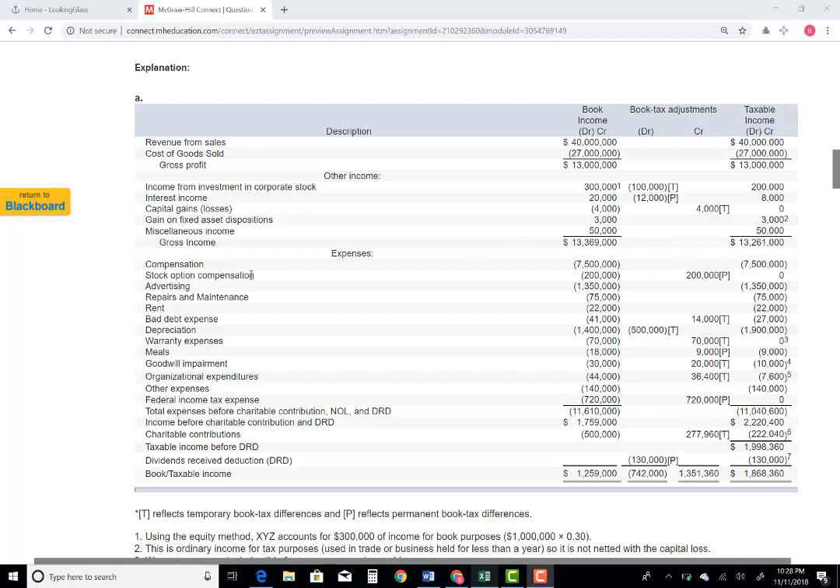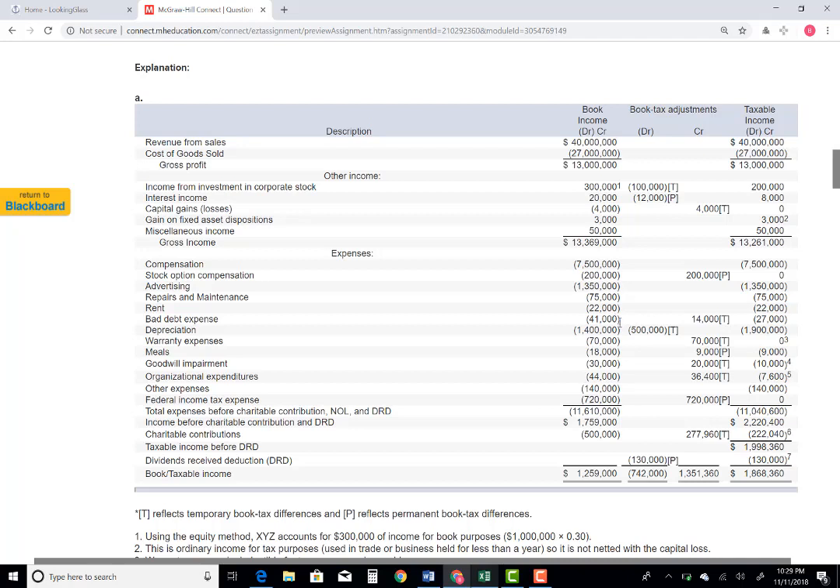Notice stock option compensation, not the same thing, though. We do write that off for an expense for book purposes for our financial statements, but that's not an excludable expense. We can't take that as an expense for tax purposes. So notice that doesn't come over. We don't get that deduction per the IRS rules. So repairs and maintenance, that just comes over. Same idea, rent, bad debt expense, those just both kind of come over from the columns, whatever we show for book income. Same idea for taxable income, no adjustments for those. Notice depreciation.